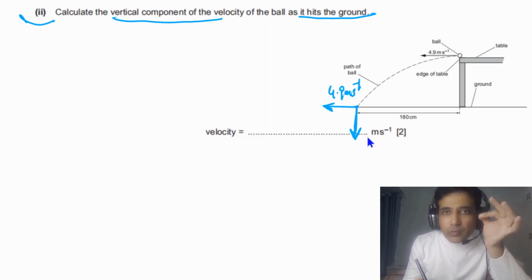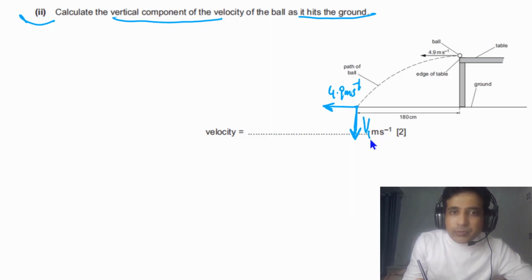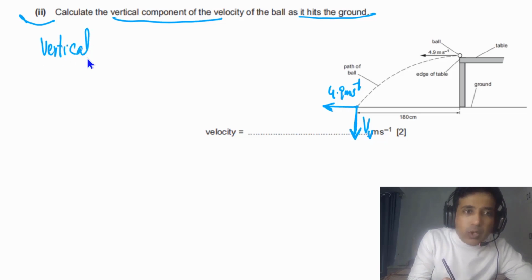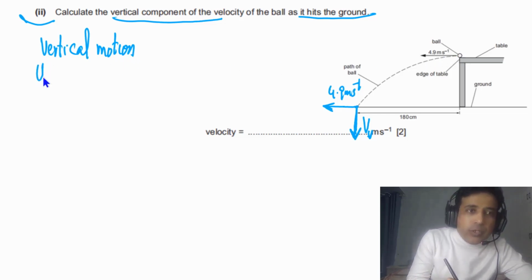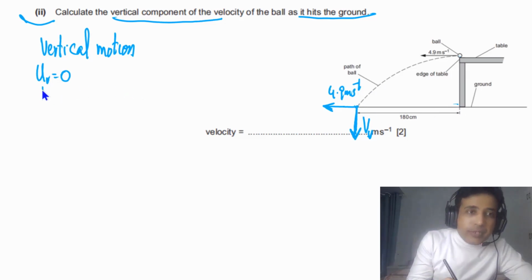We need to find out the vertical component of the velocity, so we need to consider only vertical motion. So we can say v_v, vertical motion. So we need to look at vertical motion only. The best way to answer this problem is to simply write down vertical motion. If you look at vertical motion, the initial vertical velocity is 0. So we can say u_v is equal to 0. But in this case, we have already calculated the time taken from this point to the ground. Horizontal or vertical, the time taken is the same. So time taken is equal to 0.37 seconds.